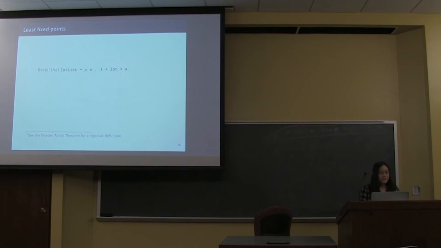So now let's relate these notions back to fixed points. If you recall the definition of int list, it was mu of a dot 1 plus int times a. If we abstract away the type expression here, we can define the type expression to be f, which is equal to 1 plus int times a. So now, given this f, we can define data. We can say the type of finite integer lists is the least fixed point of F. So data is always the least fixed point. And in this context, the least fixed point is the smallest set for which x is equal to f of x.